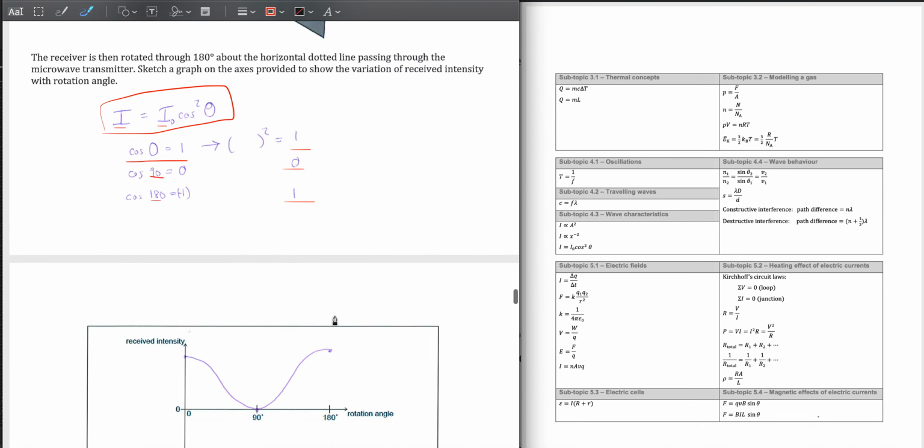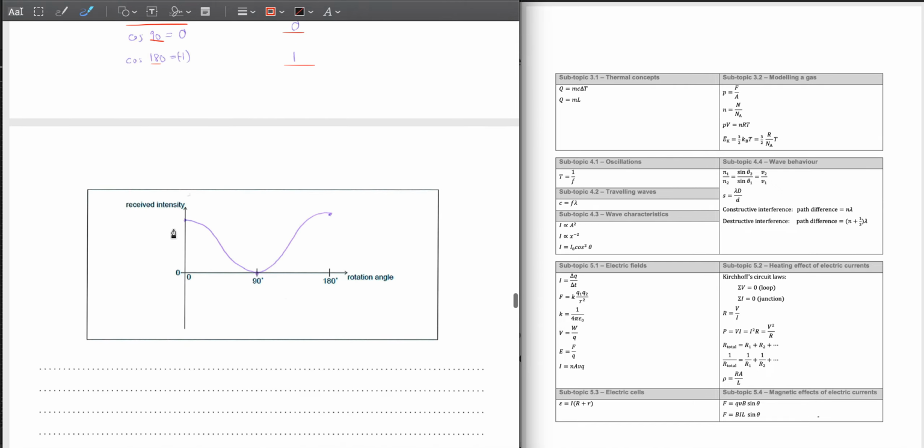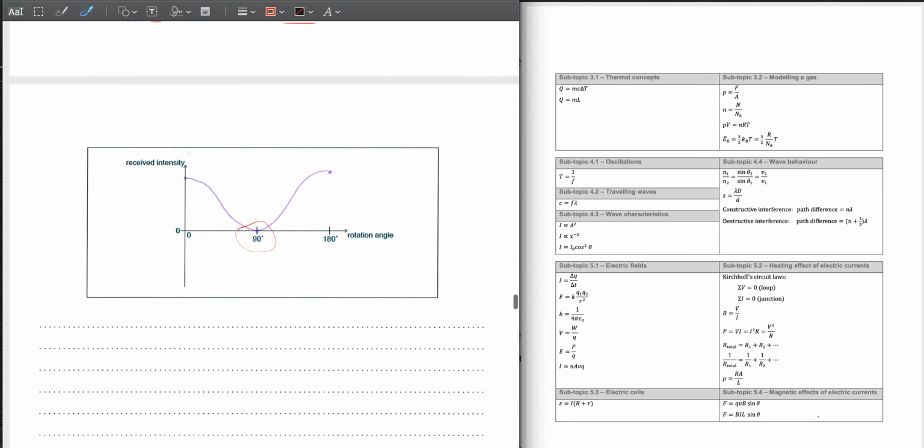In terms of marks for this part, it's a 2-mark question. You're looking for that cos squared shape, which has a 0 value at 90. So this is really important here. All right, that's the end of question 5. Hope you've enjoyed it.